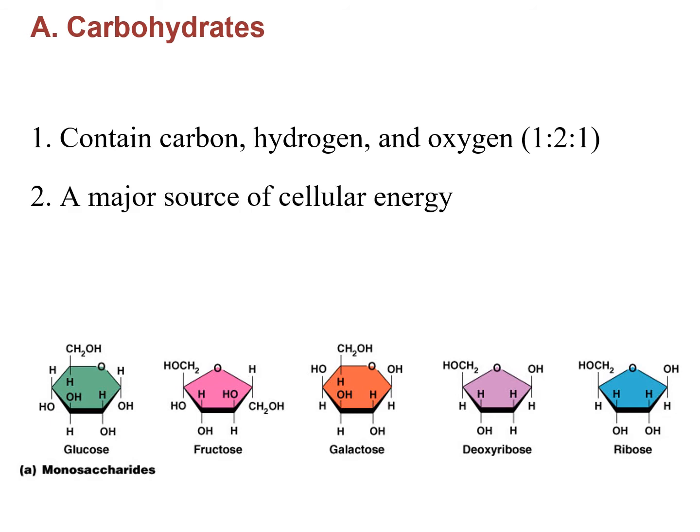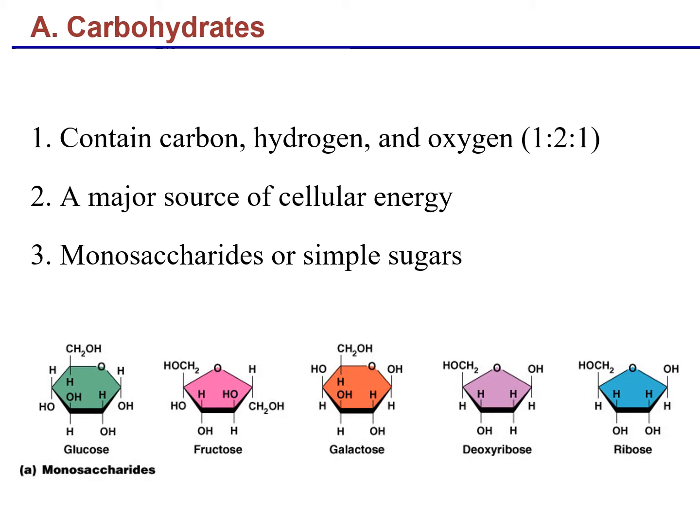Carbohydrates have many functions. A primary function is as a source of cellular energy. Muscle cells and nerve cells can readily use carbohydrates as fuel for metabolism. The simplest form that carbohydrates come in are called monosaccharides, which literally means single sugar. So they're called simple sugars or single sugars.